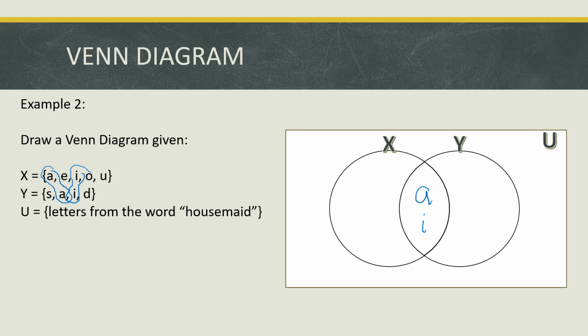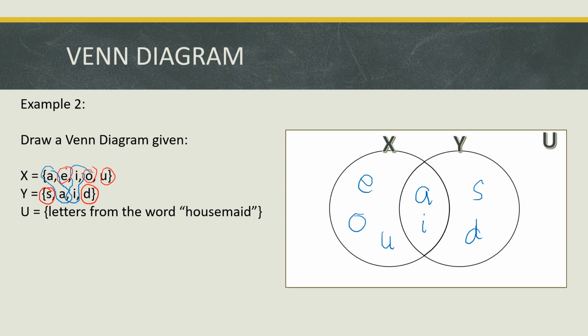And then the rest of the letters for set X, we're going to write inside the circle X, which does not overlap with the circle Y. And those are E, O, and U. So we're going to write them inside the circle X, where it does not overlap with circle Y. And for the set Y, we have S and D. We're going to write them inside the circle Y, where it does not overlap.